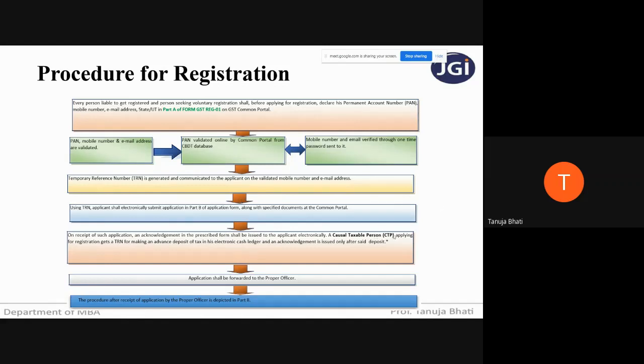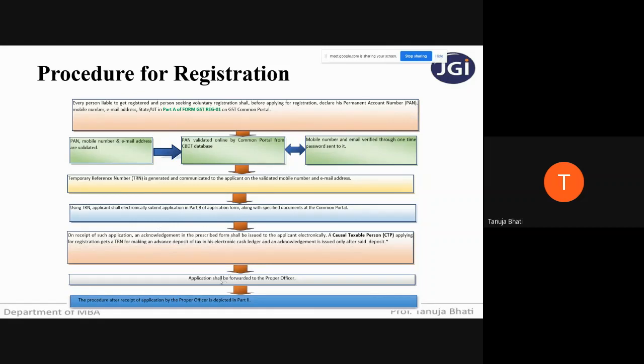A casual taxable person applying for registration gets a TRN for making an advance deposit of tax in the electronic cash ledger, and an acknowledgement is issued only after said deposit. So in case of a casual taxable person, whatever advance he is depositing in the form of tax will be credited to his electronic cash ledger. Regarding this, we will be seeing in detail ahead what is cash ledger and credit ledger. Just remember, once the application is submitted online, the system will generate an acknowledgement that it has received the application.